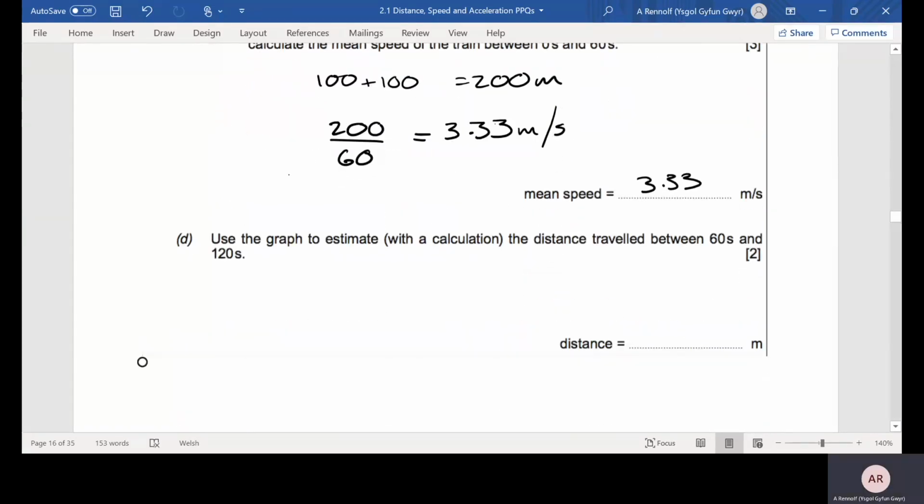Use the graph to estimate with the calculation the distance travelled between 60 seconds and 120 seconds. So we need to think back to page 2 and what you see on page 2 here. Remember that on page 2 you're told to work out the distance travelled on a speed time graph. We can calculate the area under the graph. So distance equals area under the graph.